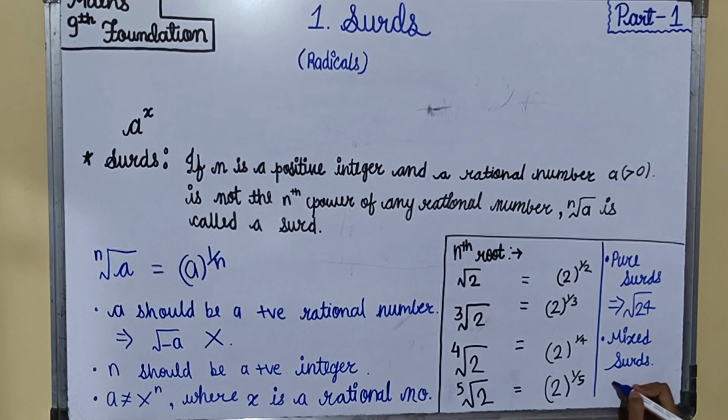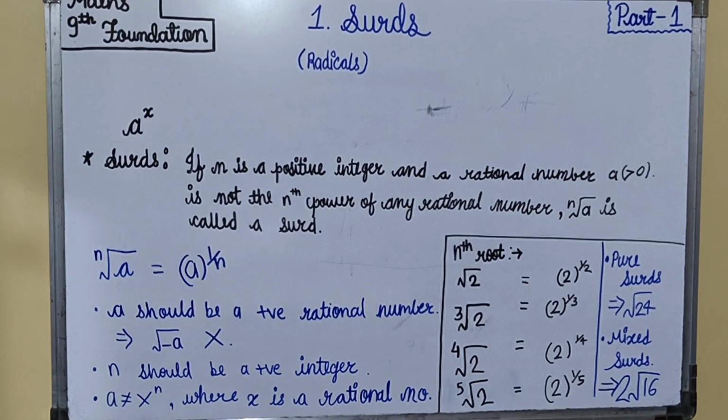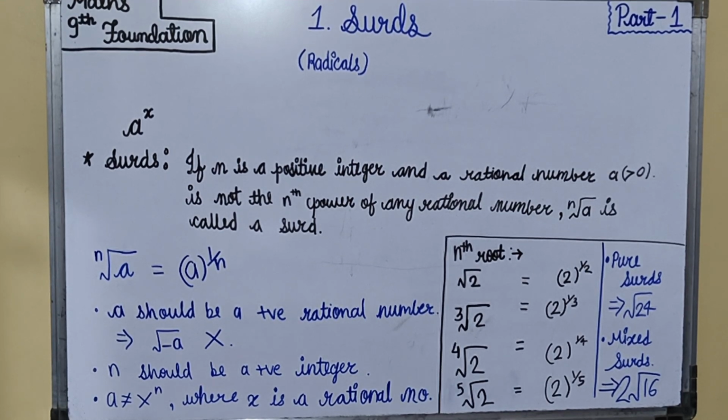And then mixed surd. Mixed surd means 2 root 16. Sorry, this 2 is in multiplication like this, 2 into root 16. This is the mixed surd. That means if A is a rational number and root B is a surd, then A plus or minus root B is called a mixed surd. Example is 2 plus root 3, 5 plus root 7 or 2 root 7.